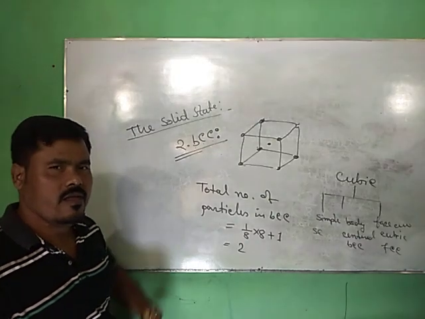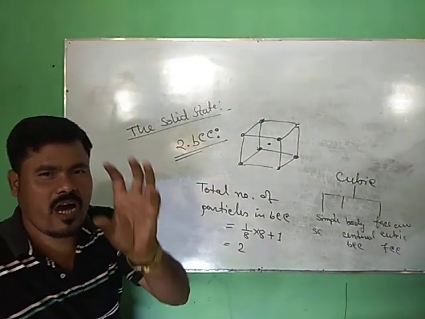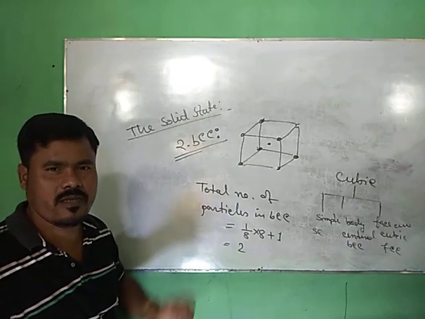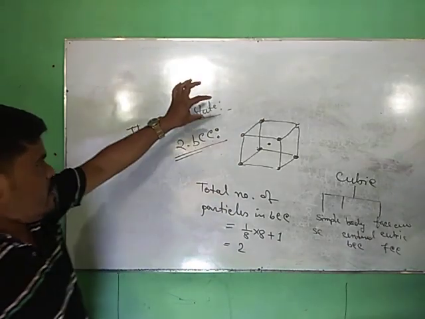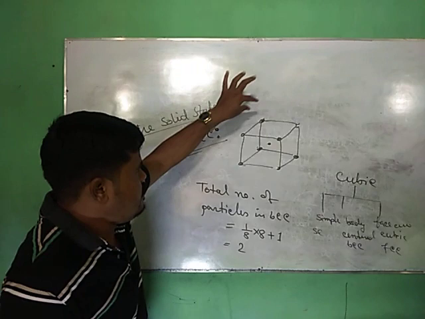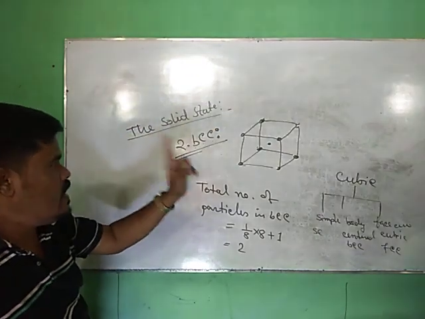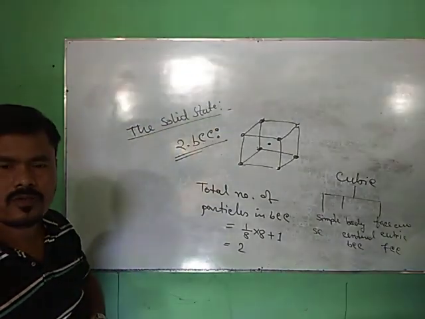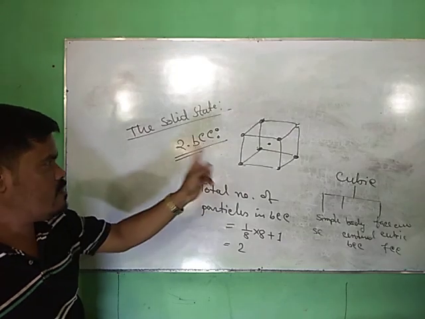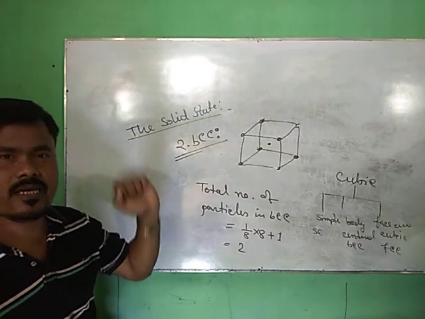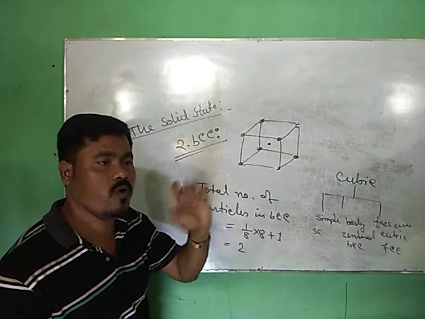But how many lattice sites, how many lattice points are there in the body centered unit cell? There are particles at each corner as well as at the center of the body. So you are getting a total of 8 plus 1, 9 lattice sites or 9 lattice points.